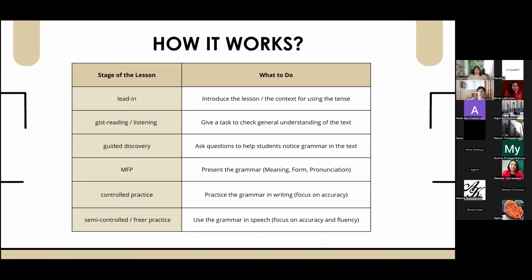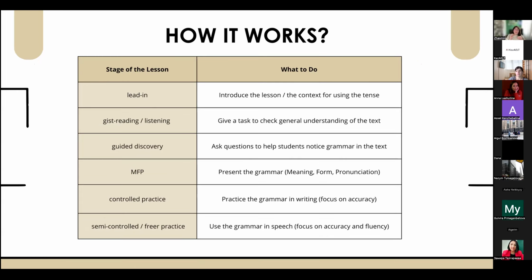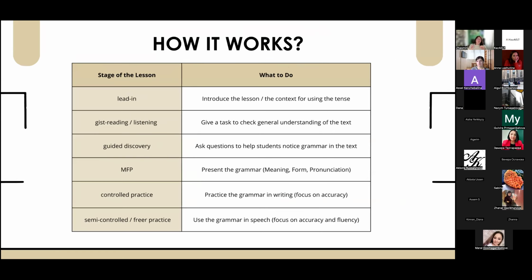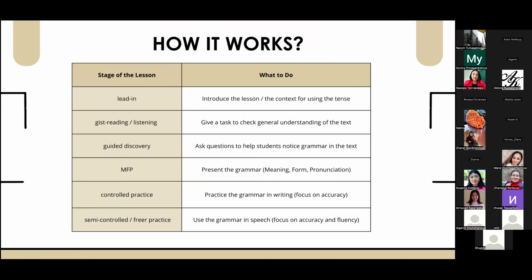We care about that. And for semi-controlled or freer practice, you can choose whatever is more comfortable for you. We use the grammar in speech and focus on accuracy and fluency. So not only on how well they use 'he doesn't' versus 'he don't', but of course on how fluent they are while using this tense.